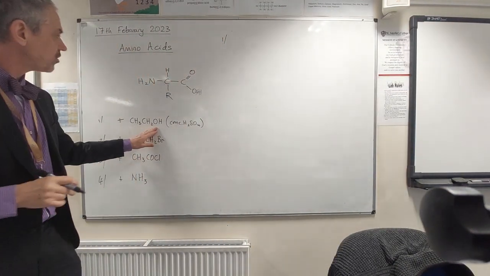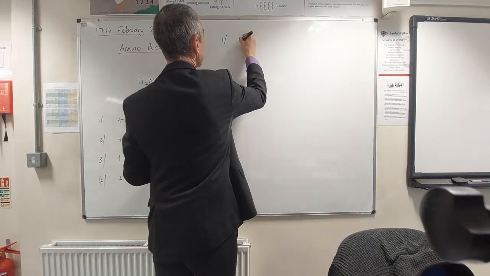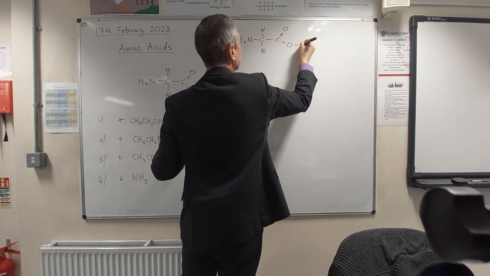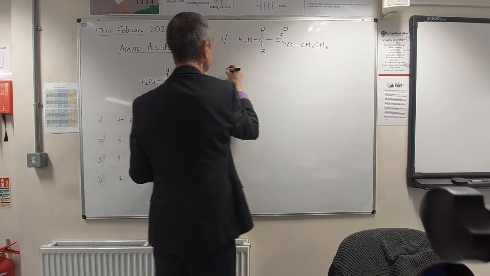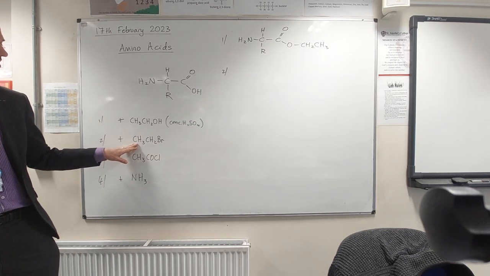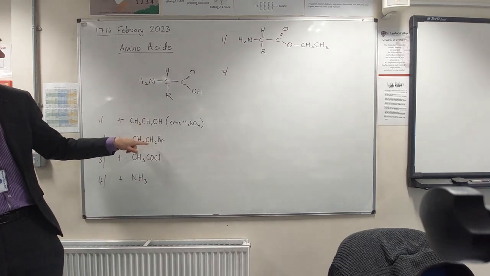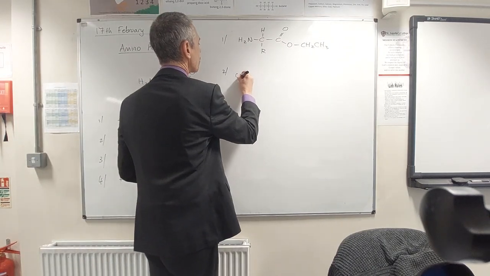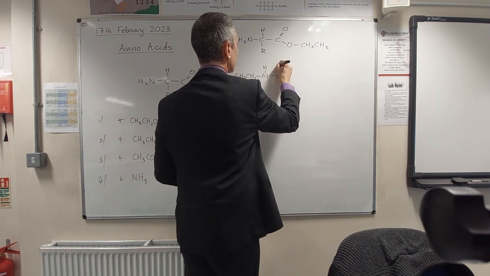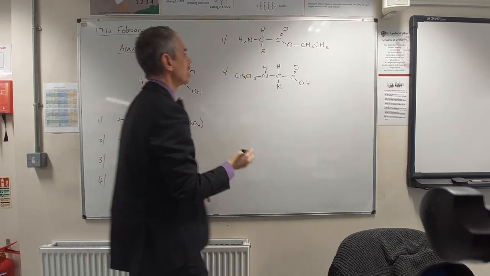So yeah, number one, we've got an alcohol and a carboxylic acid with a sulfuric acid catalyst. We make an ester. So the amine on the other end doesn't get touched, and the new bit of the molecule is the ester. For the second one, bromoethane, you can picture the nitrogen lone pair coming into the delta plus carbon, kicking out the bromine. We make that product there. The acid group goes untouched.